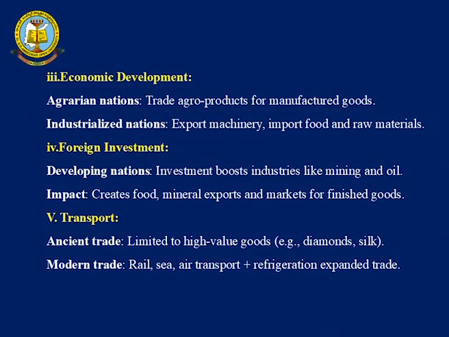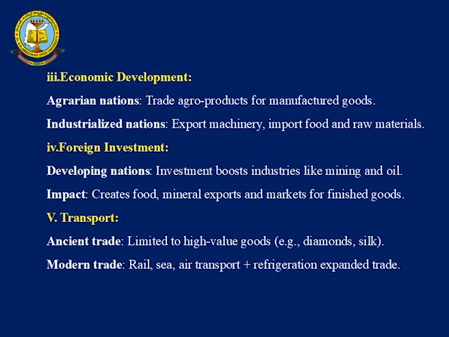So the third one is economic development. Yes, of course, here it is very important: agrarian nation. Why am I saying agrarian nation? Because in nations where most of the people are engaged in agriculture rather than non-agriculture activities, most of the country's economy is based on agriculture. So those are called agrarian nations. In these nations, how can trade be done? Trade in agro products can be done. That means raw materials will be exported from these countries. Whereas in an industrial nation, what do they do? They will export finished goods and import raw materials. So that is how economic development is also associated with trade.